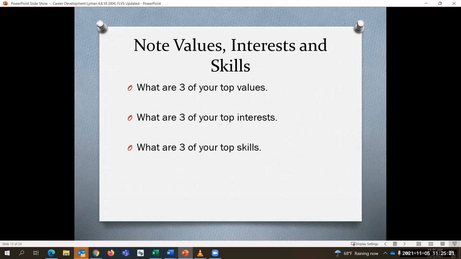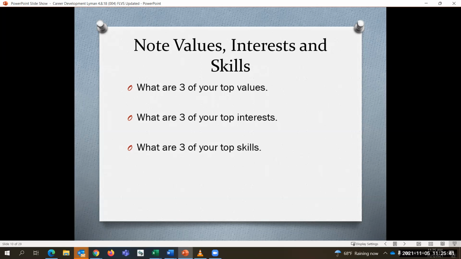So what we want you to do is write down 3 of your top values. And you don't have to do this right now, but we just want you to think about it maybe after the presentation, or if you want to jot some things down right now. But what are your 3 top values? The things that are the most important to you in a career. What are your 3 top interests?